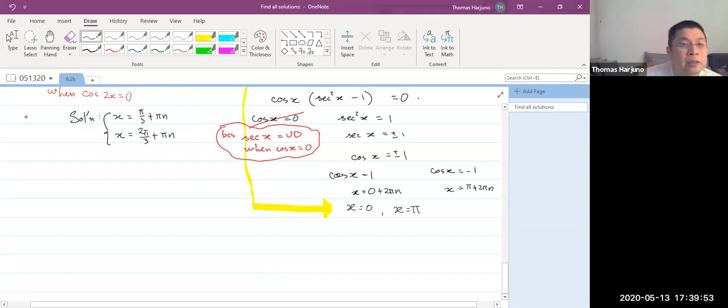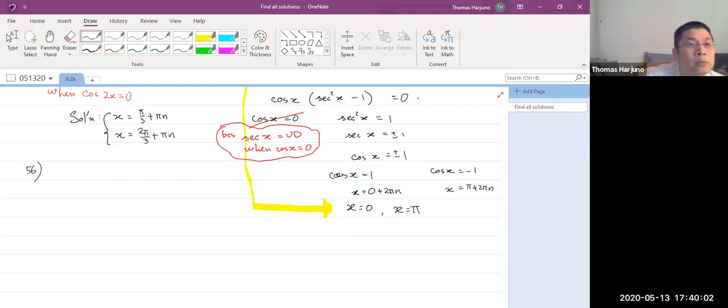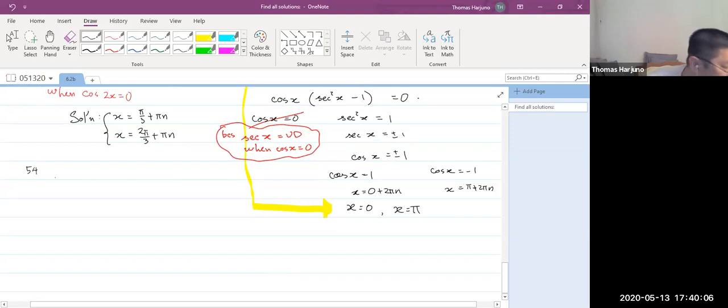Number 56. No, I'm sorry, number 54. Number 54. We have secant theta cosecant theta equals to 2 cosecant theta.